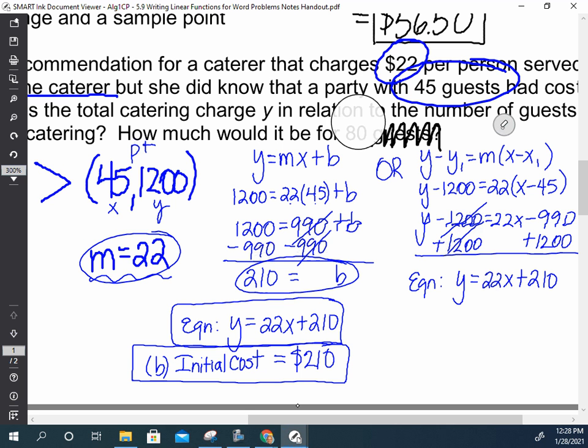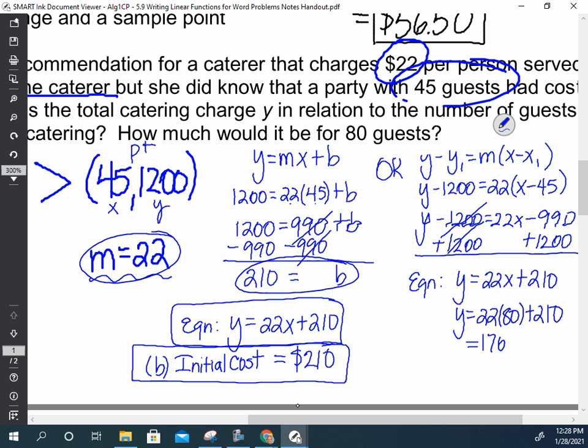But they asked how much would it cost for 80 guests. We can answer that question now. Take 80 and plug it in for x. $22 times 80 is 1,760 plus 210. So it's $1,970 for 80 people.